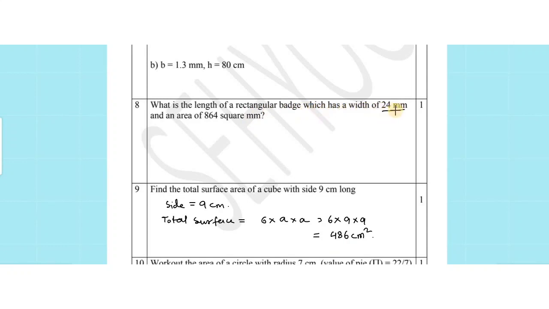In question number 8, we want to find the length of the batch when the width is 24 millimeters and the area is 864 square millimeters. So the length is equal to area divided by the width, that is 864 divided by 24, and that gives us length equal to 36 millimeters, which is our answer.